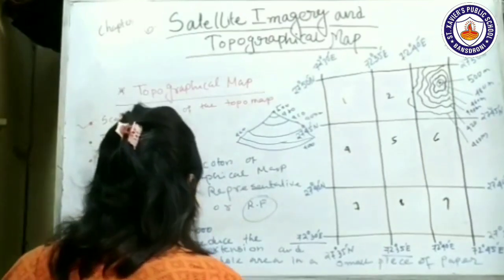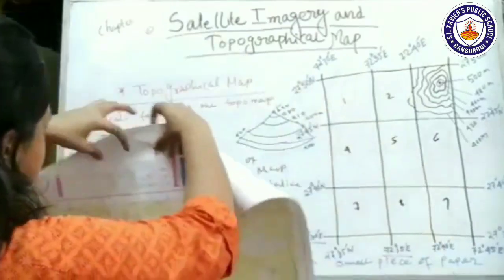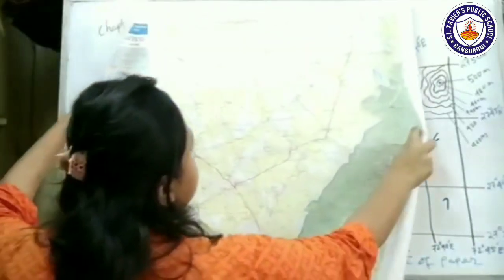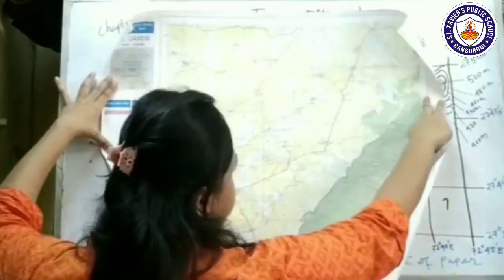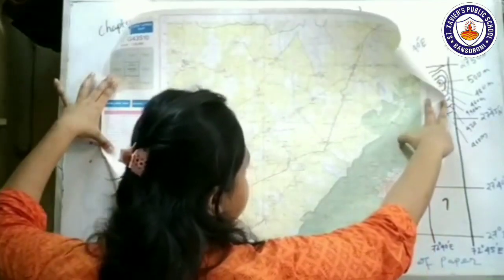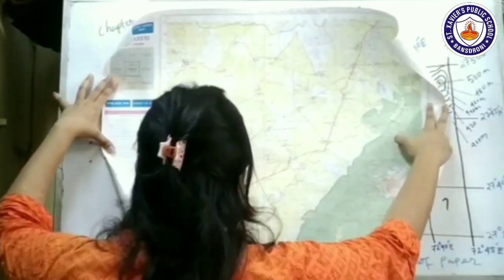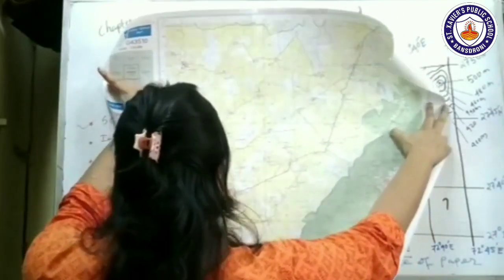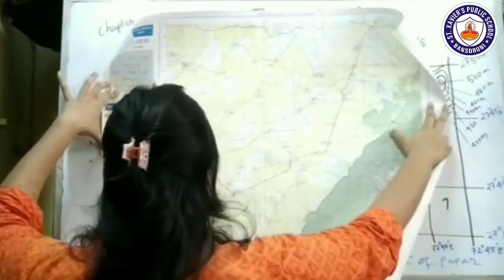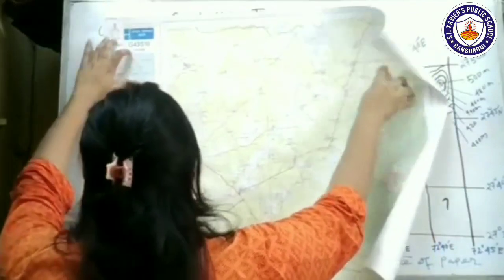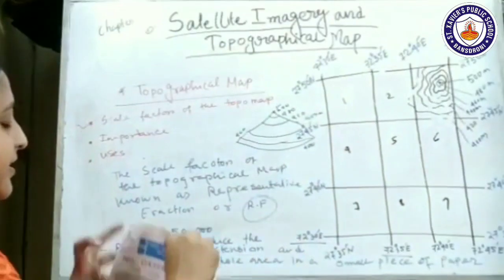I will show you the raw form of the topographical map. That is very important. So this is the raw form of the topographical map. I already told you it has a contour formation. You see that the green portion of the topographical map covers the dense forest area, and the yellow portion covers the agricultural land area. You see that, and it has a particular RF value, 1:50,000. I already wrote it over there.